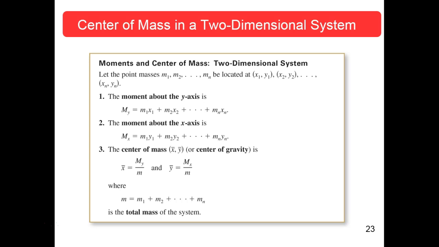So the center of mass, now x bar and y bar, or center of gravity, if you want to call it that, is, for the x bar, because these have the x's in them, your m sub y over m, and your y bar is m sub x over m. Remember, the moment about the y-axis is measured in x units, and the moment about the x-axis is measured how many units above or below it, so those would be y units. Now, this m down here is the sum of all your masses. In many books I've taught from, they call this capital M, so it looks a little better and you don't get them confused, but this book uses little m there. So if I ever put capital M, that's just because I'm going to another book. So it's the total mass of the system. Make sense?